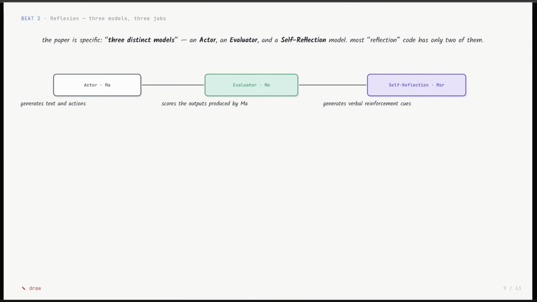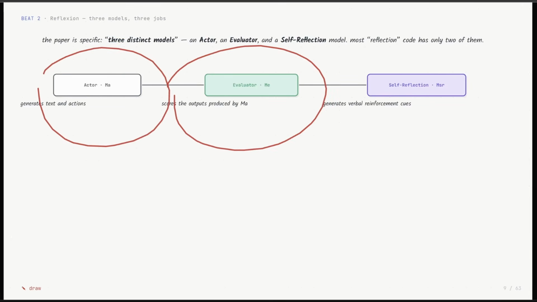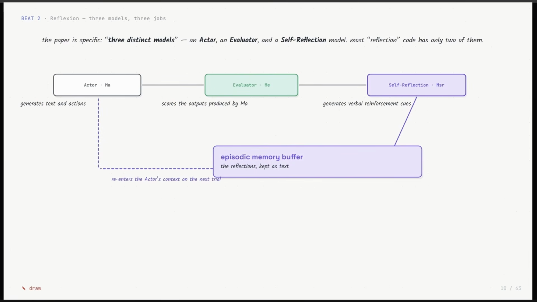Let's talk about the third part of the model. Here is the self-reflection model. The job here is to generate verbal reinforcement cues. So it reads the failed attempt. Let's say you have a failed attempt and the score, which are these 2 elements. And from there, it will write a sentence about what went wrong. And that's basically what we call an episodic memory buffer. So it's plain text kept outside of the attempt and the grade.